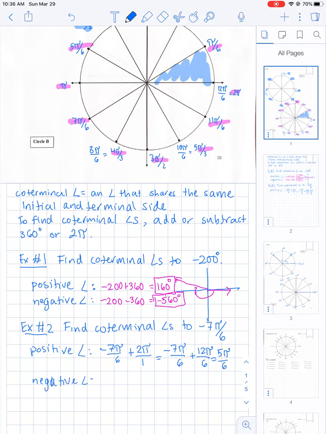So now a negative coterminal angle would be equivalent to going in, it's already negative, so we're going to subtract 2 pi instead and go in the opposite direction, which is going to get us to a point where we're subtracting 12 pi over 6 instead of adding 12 pi over 6, which is equivalent to negative 19 pi over 6. And so this angle here and this angle here share the same initial side and terminal side as the initial angle, and that's a coterminal angle.